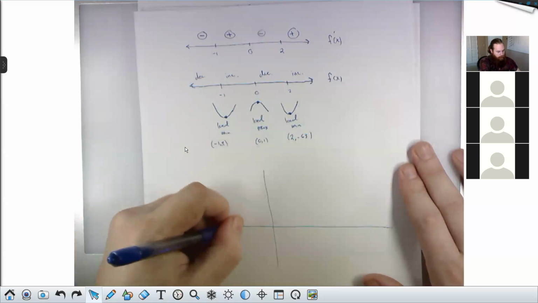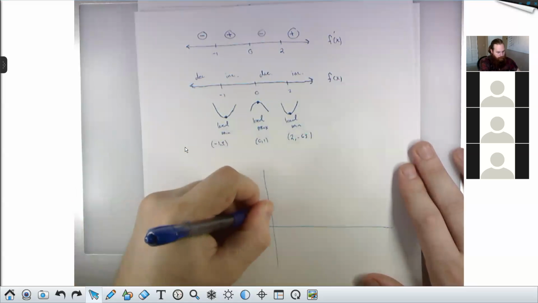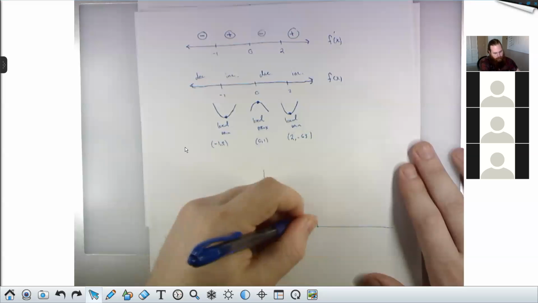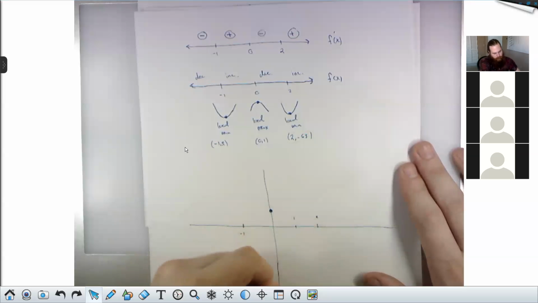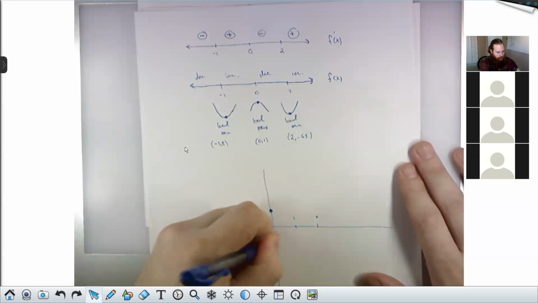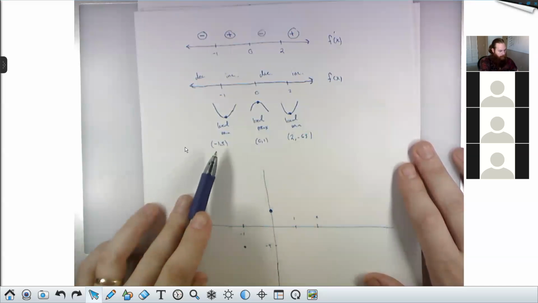So here I'll mark -1. Here's like 0 comma 1, and 2 comma negative 63 would be way down here. We're just going to call this negative 63. And I know what the behavior nearby there looks like. Negative 1, what was the y value there? Negative 9. So we'll call this negative 9. I know that at negative 1 comma negative 9, I had a local min.